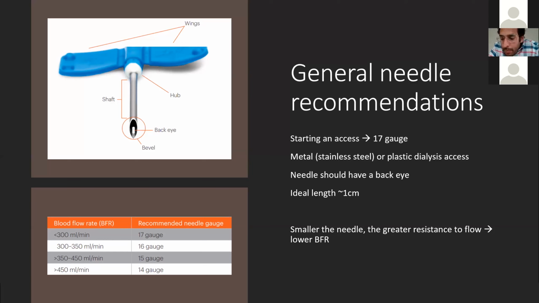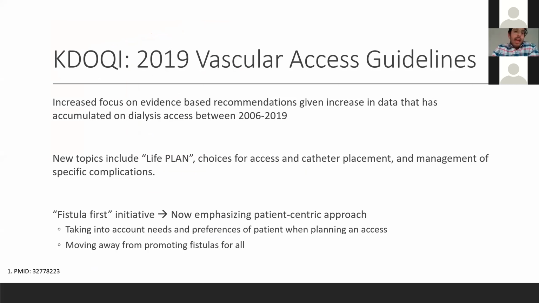And again, the concept being that for newer accesses, the smaller the needle, the greater resistance to flow and a lower blood flow rate. But you want to start smaller, and then you increase the needle diameter as the patient tolerates. And then finally, most recently, which was just published a few months ago, were the 2019 vascular access guidelines. And I encourage everybody that's treating dialysis patients to read these guidelines and really understand what's different and what's changed.